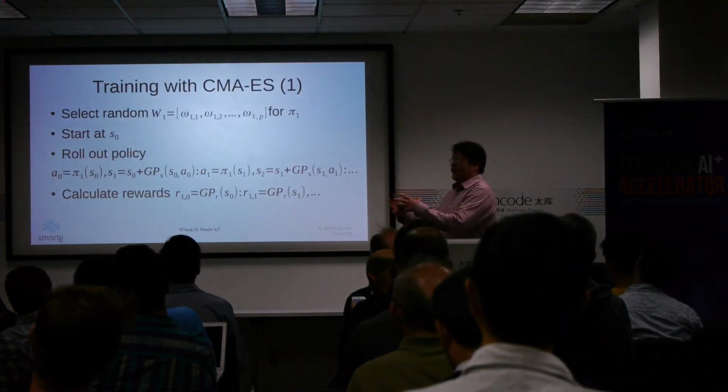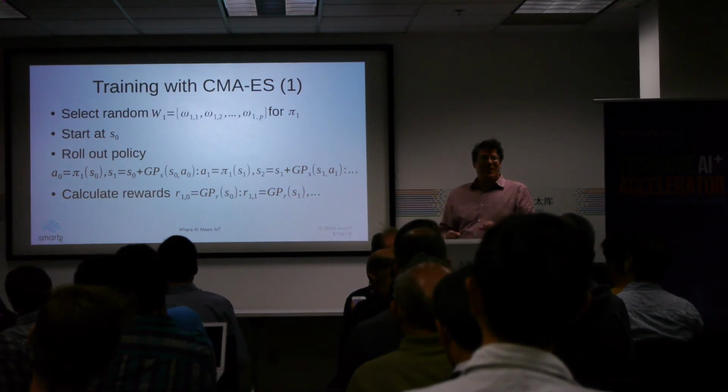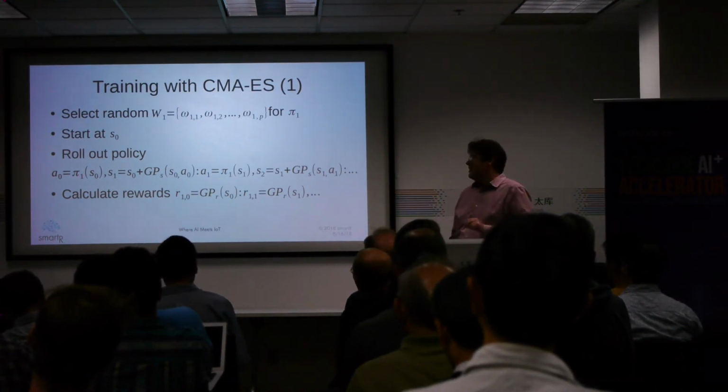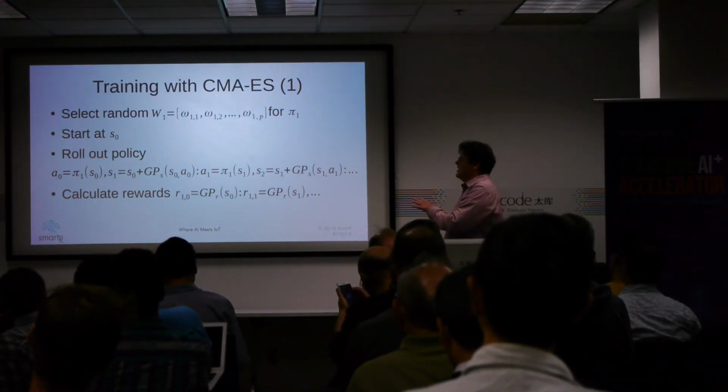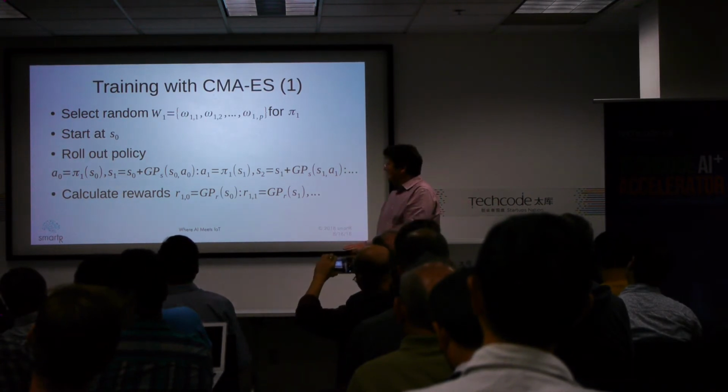Okay, so let's look at how that training works, that yellow line. So it's one line, but it's quite a few slides. So the way it works is this: they select a bunch of random weights for their neural network.